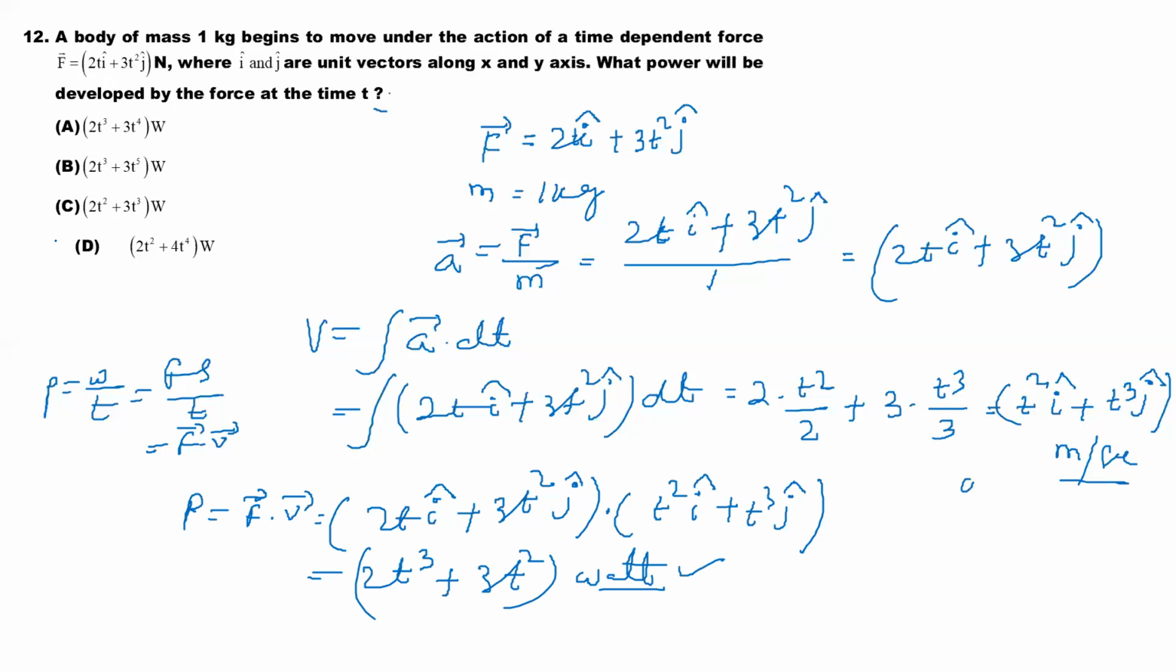Got it? 2t cube plus 3t to the 5. This is the answer. Okay.